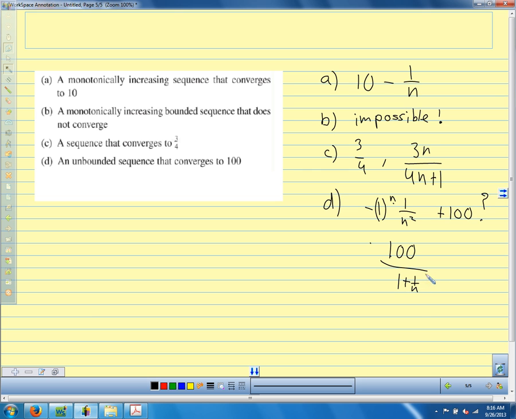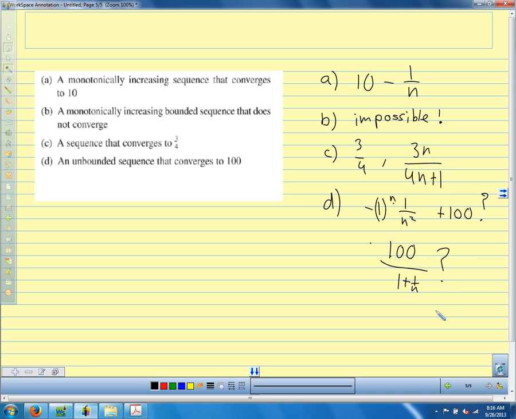Let's look at this one really quick, and then we'll move on. 100 divided by 1 plus 1 over n. Is that bounded? Yes, when n equals 1, this is 50. And as n approaches infinity, 1 over n approaches 0, so this approaches 100. So it's bounded below by 50 and above by 100. So Josh caught it first.